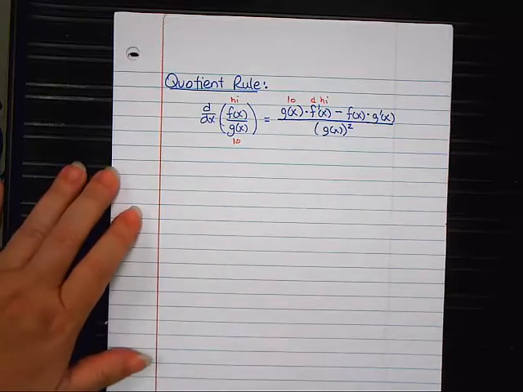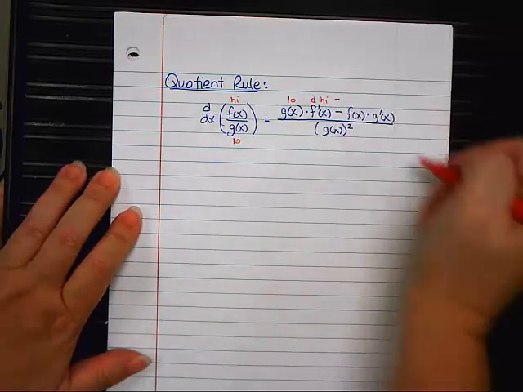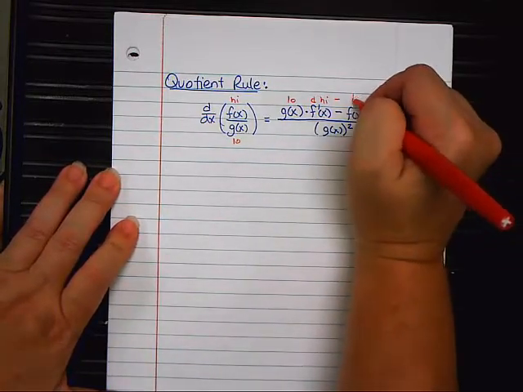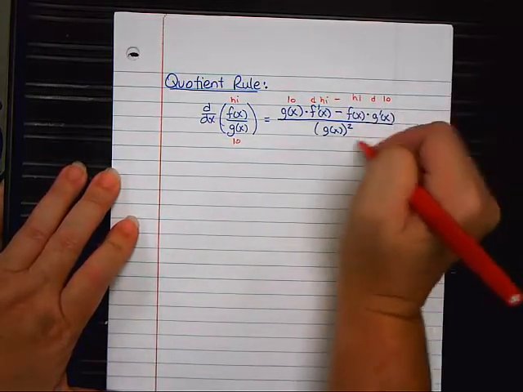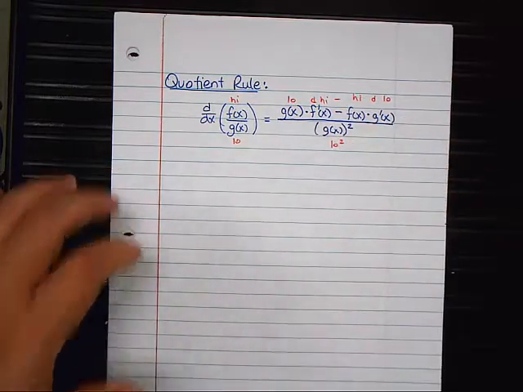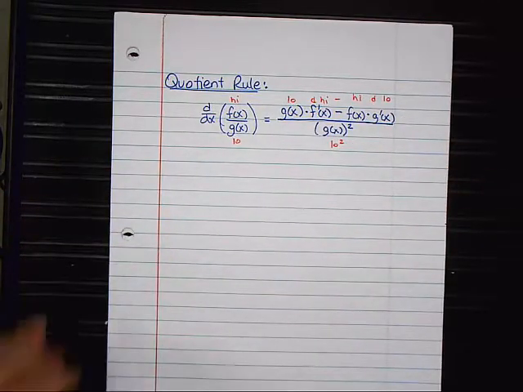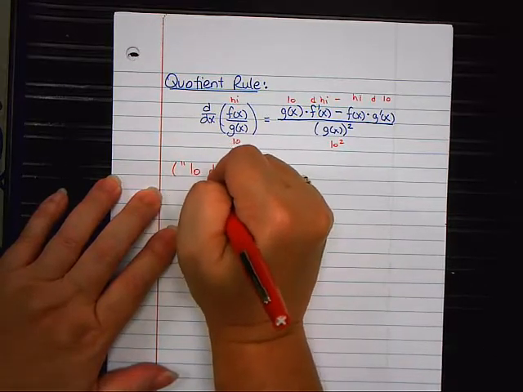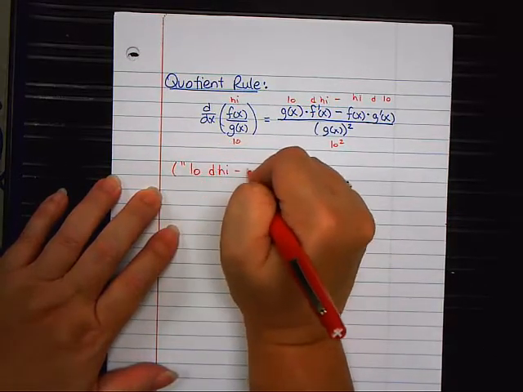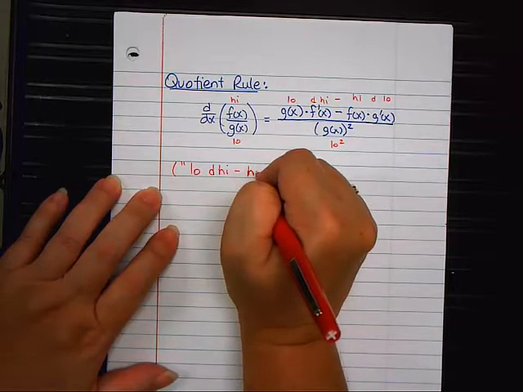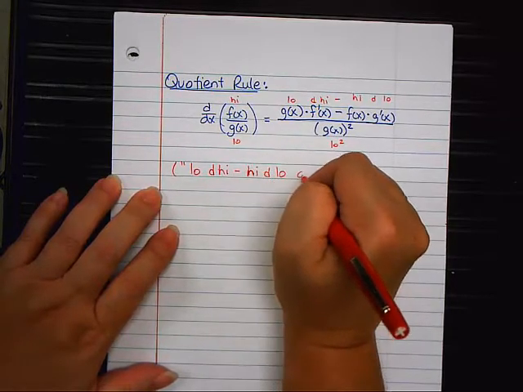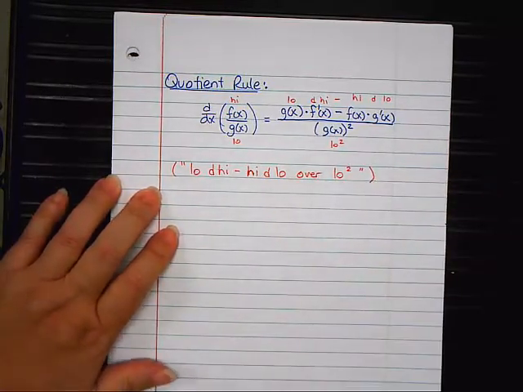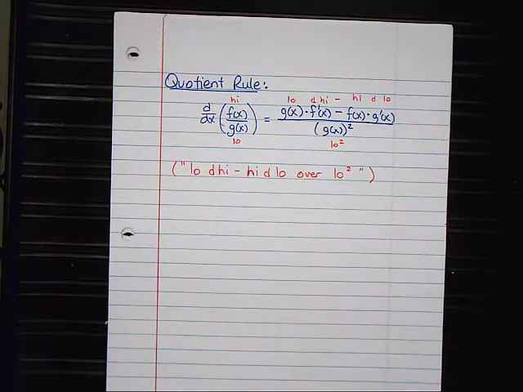This is called low D high. Most people call this low D high. Minus. What's the second half? High D low. All over low squared. Okay, so this is low D high minus high D low over low squared.